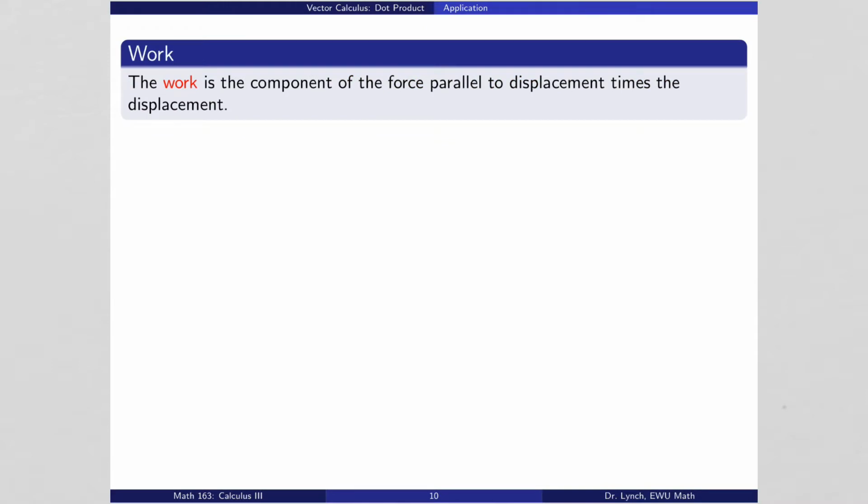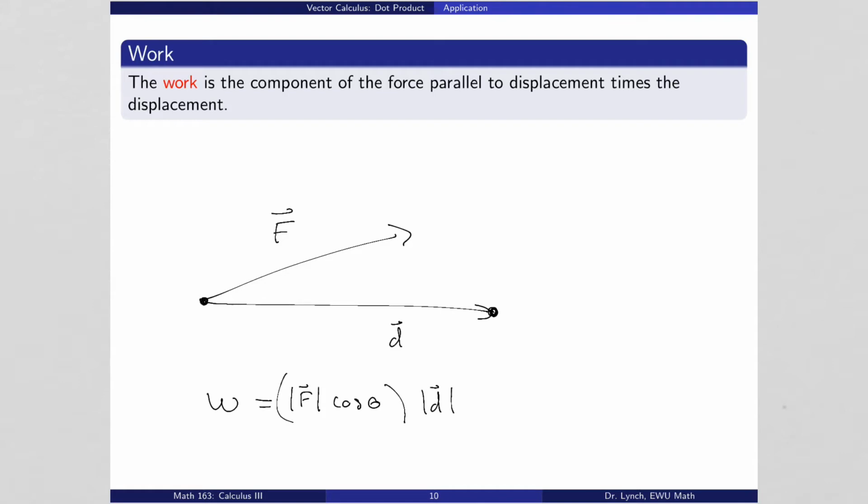Okay, one last application is the idea of work. The work is the component of the force that's parallel to a displacement times the magnitude of that displacement. So with a quick drawing, we can see that this is actually exactly a dot product. If we assume that some object is moved from the first dot to the second dot, a displacement of vector d, using a force in the direction f, then the work is actually the component of the force in the direction of the displacement times the magnitude of the displacement. And we can see that this is exactly the dot product f dot d.